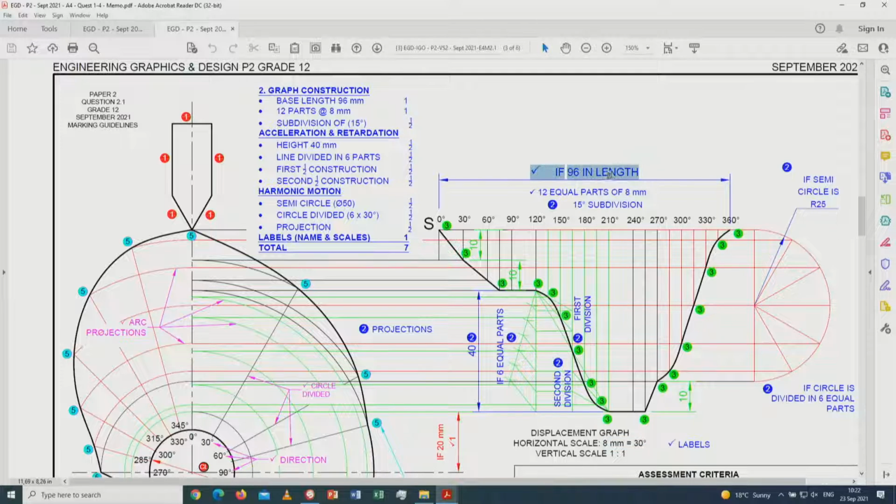So that's the first mark that you will get for that part. The second part: did the learner divide it into 12 equal parts? That's your second mark that you will get there, 12 equal parts. All right, the height of acceleration and retardation.